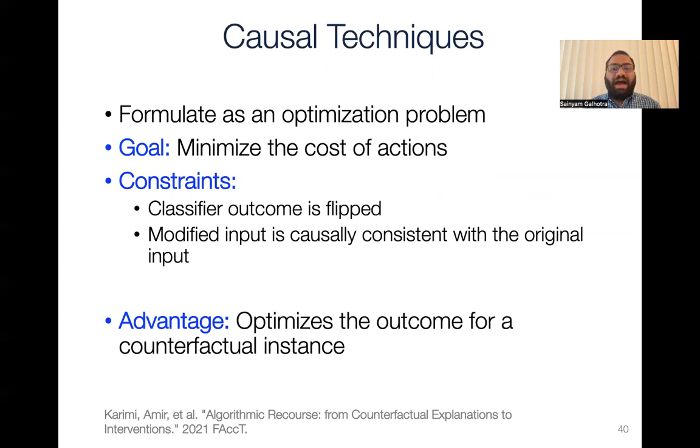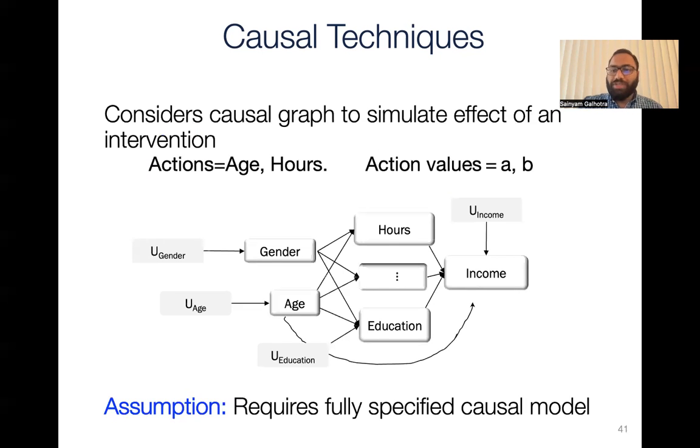Now, let us look at a high-level overview of how it captures the constraint on causal consistency of the modified input. The approach assumes that we have access to the full causal model. That is, we have access to the causal graph over the attributes, and the dependency equations are also provided a priori. Under this assumption, it simulates an intervention and calculates the final outcome in terms of the input parameters.